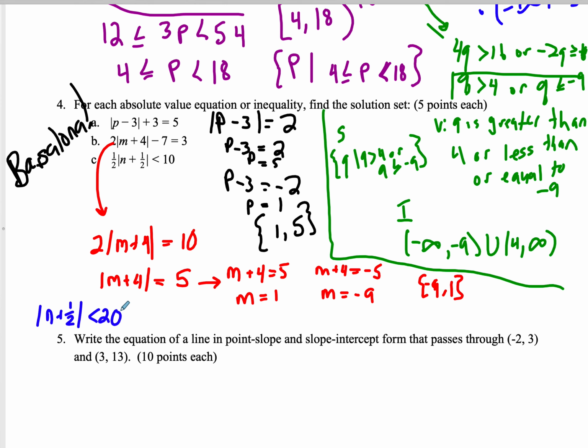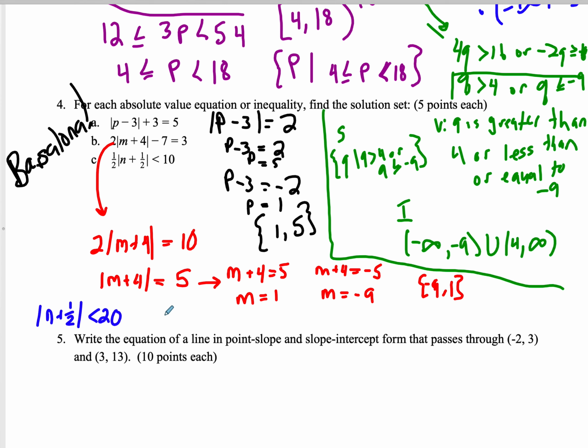Think about what numbers have an absolute value that's less than 20, right? 19, 18, 17, 16, 15, those positives, but also negative 19, negative 18, negative 17. So it's all the numbers in between negative 20 and positive 20.